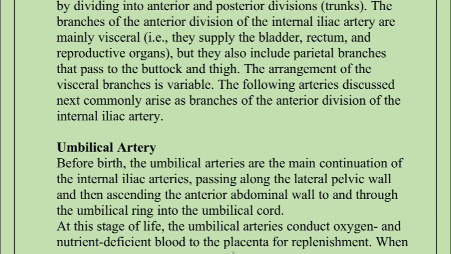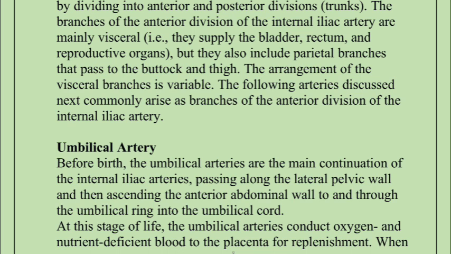Branches of the anterior division of the internal iliac artery are mainly visceral, supplying the organs. In addition to these visceral branches, you also have the parietal branches that pass to the buttock and thigh. The arrangement of the visceral branches of the internal iliac artery is actually variable, that is not constant.